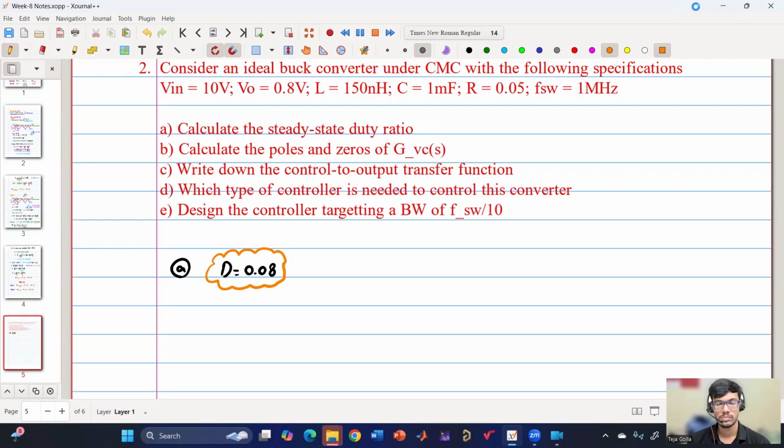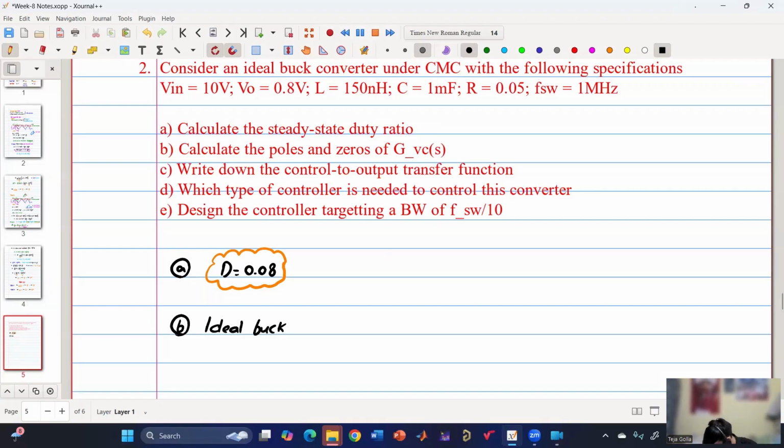So there will be no zeros, right? Like buck converter plus ideal, so zeros should not be there. Yes, there is no zero. Yeah, you're right. Because it is an ideal buck converter, there is no zero. Or I can say that omega z is infinite.